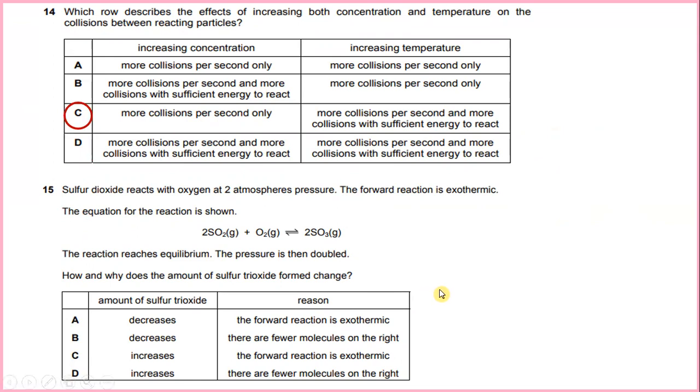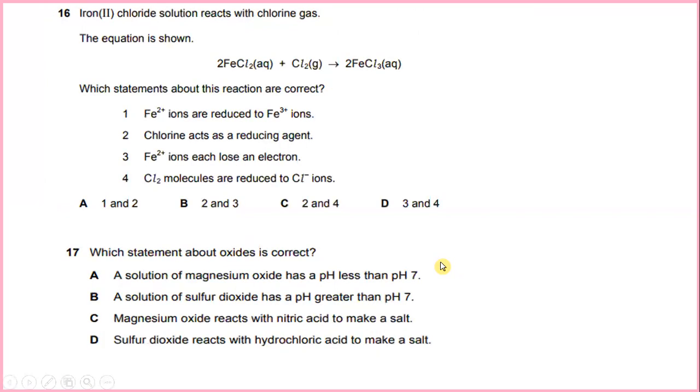Sulfur dioxide reacts with oxygen at 2 atmospheres pressure. The forward reaction is exothermic. The equation for the reaction is as below, and the reaction reaches equilibrium. The pressure is then doubled. How and why does the amount of sulfur trioxide formed change? The amount of sulfur trioxide increases, because there are fewer molecules on the right.